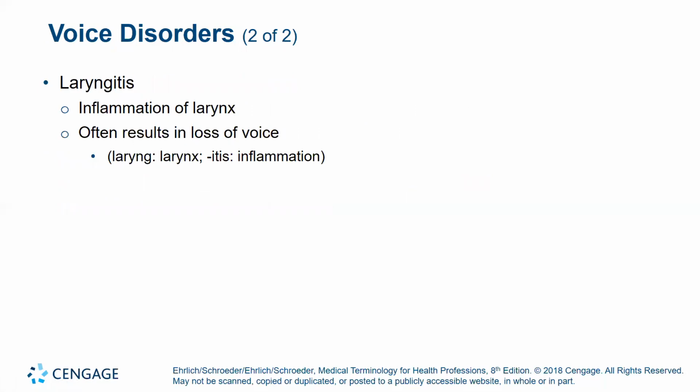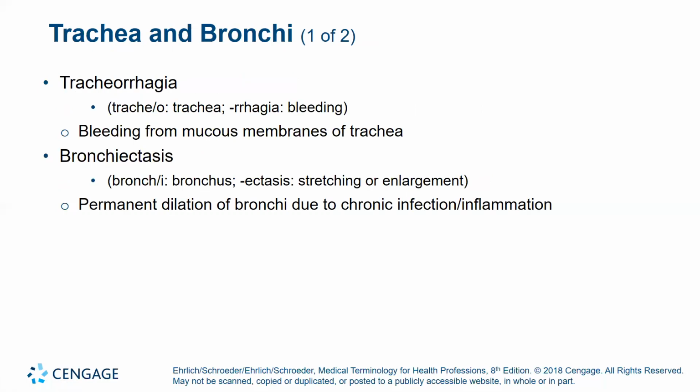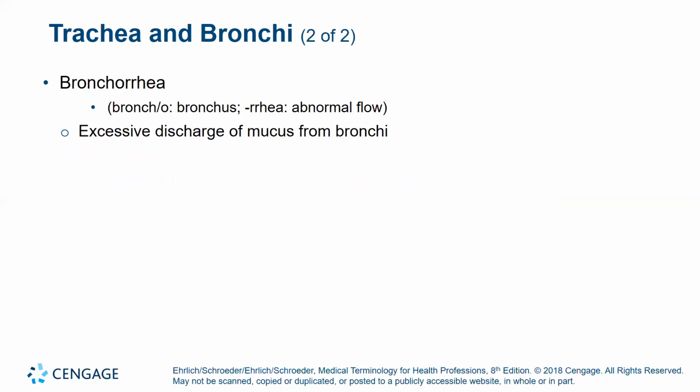Laryngitis, just inflammation of the larynx, often results in the loss of your voice. We have tracheorrhagia. Tracheo is trachea, rhagia is bleeding, so it's bleeding from mucous membranes of the trachea. Bronchiectasis, bronchi is bronchus, ectasis is stretching or enlargement, so it's permanent dilation of bronchi. This is due to a chronic infection or inflammation. Bronchorrhea, just an excessive discharge of mucus from bronchi. Breaking the term down, broncho is bronchus, rhea is abnormal flow.